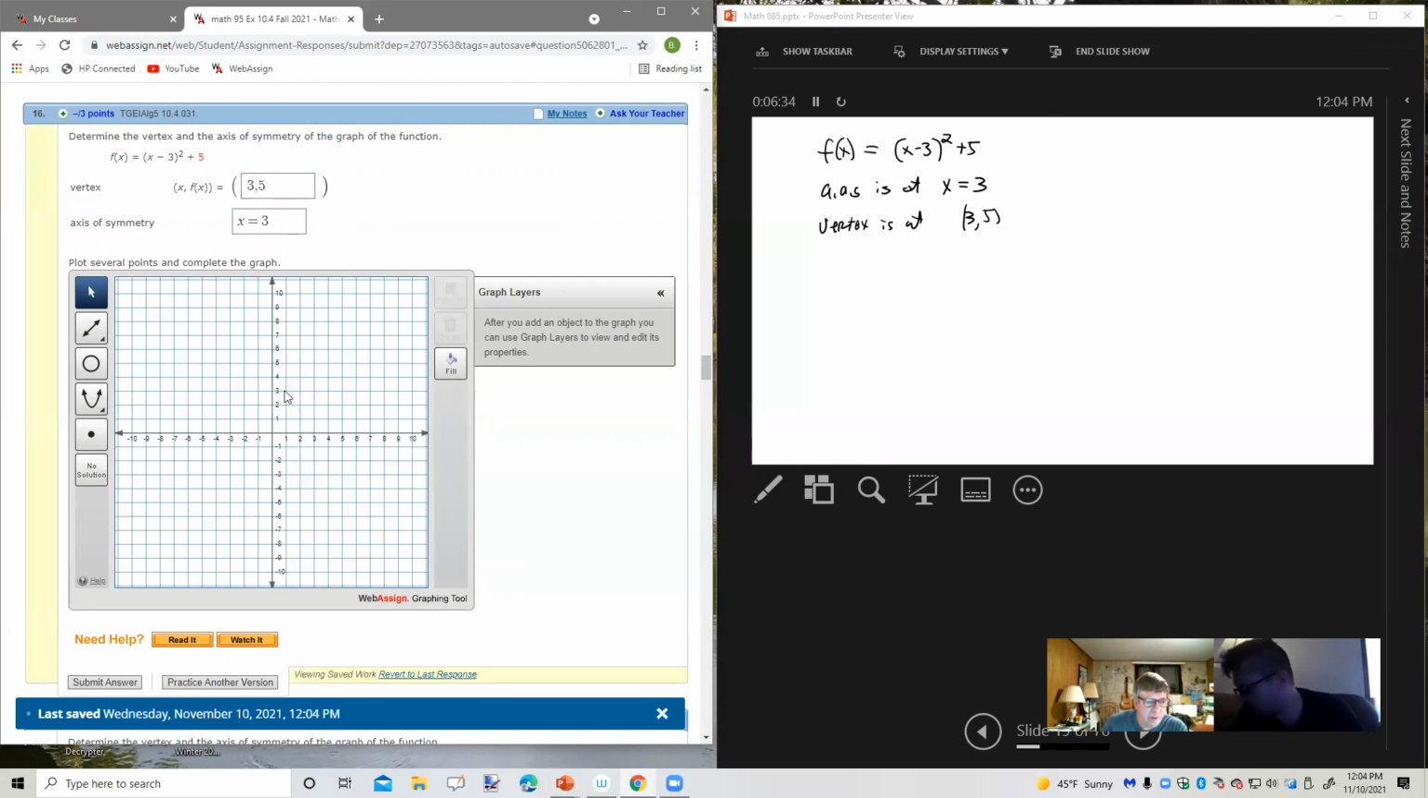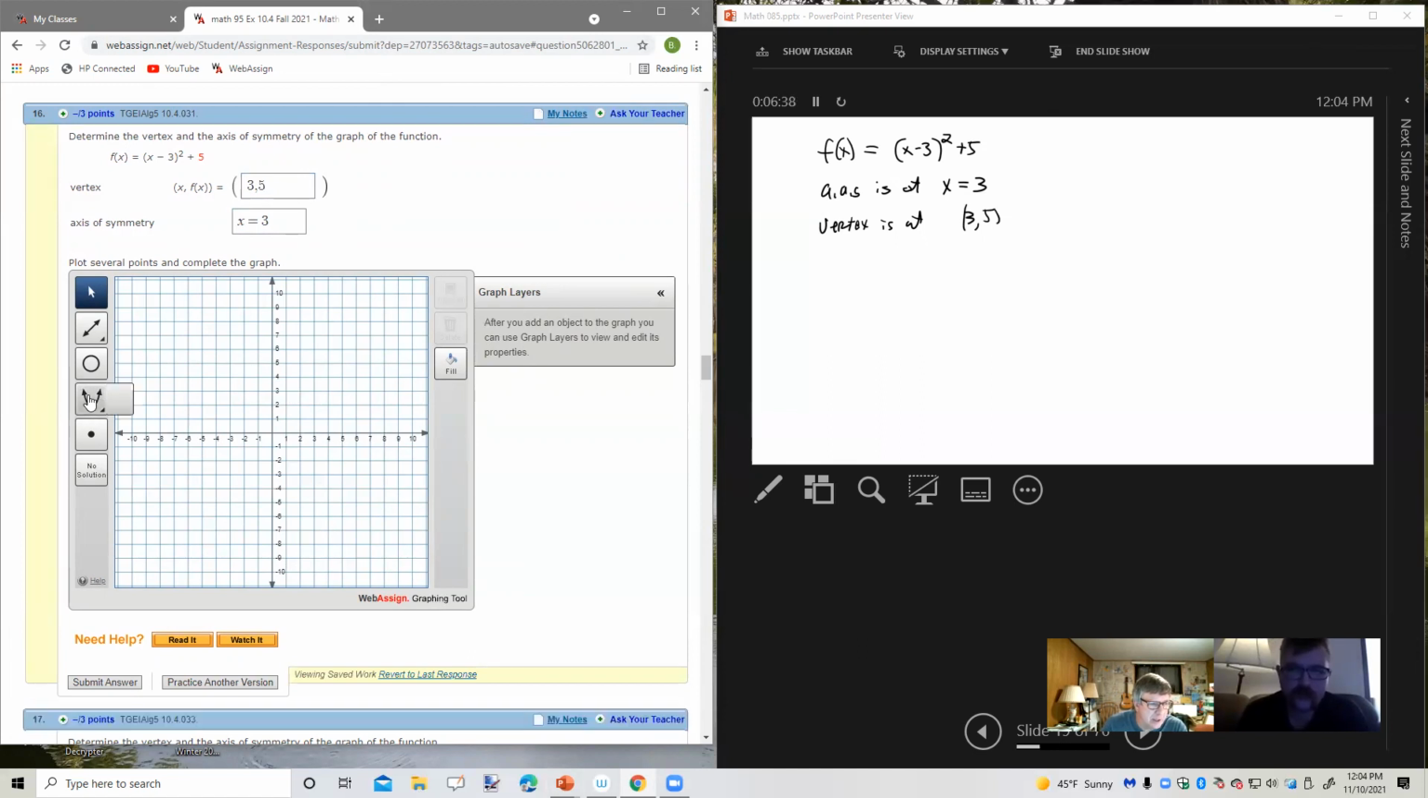we go to the graph and we click on the parabola that opens upwards, and you click on it. You don't want this one. You want this one. Click on it until it turns blue. You don't click on the points, just the parabola. Then I'm going to come over here to the graph and I'm going to click on the location of the vertex, which is at 3, 5.